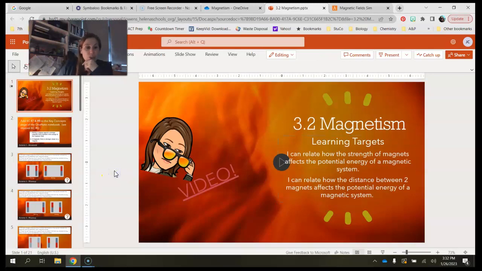Leaders, today's lesson is 3.2 Magnetism, and in this lesson I feel like we're going to combine a lot of what we've learned so far in chapters 1 and 2 of this unit. We talked a lot about potential energy in the system and how magnets can store potential energy, and trying to figure out how we can get the most potential energy.